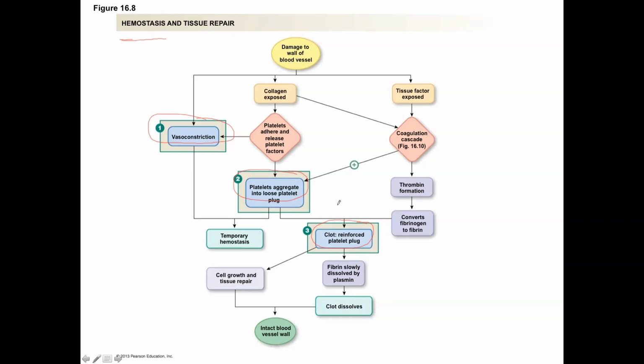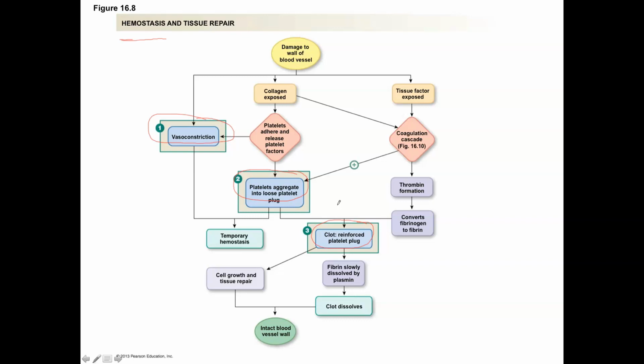Vasoconstriction is going to begin immediately, and that's basically the shrinking or constriction of the blood vessels to prevent the loss of blood. And there are various chemicals that are going to be involved in vasoconstriction. The platelet plug is basically a positive feedback mechanism that's going to allow platelets to stick into the opening of a broken blood vessel. And again, that's going to help us prevent blood loss.